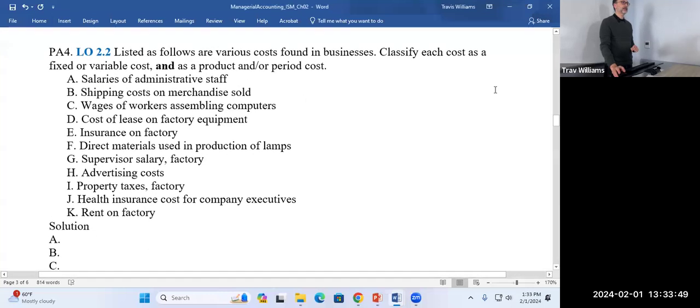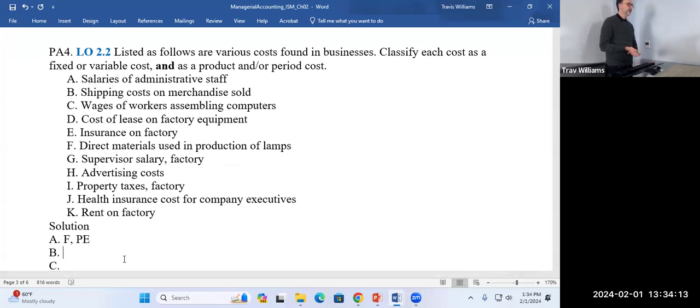Starting at the top, let me get everybody's attention. Okay, so for A, is it a fixed or variable cost? Fixed. Okay, that is right. Salaries tells us it's a fixed cost. And is it product or period? Correct. Because it's administrative staff, that would make it period.